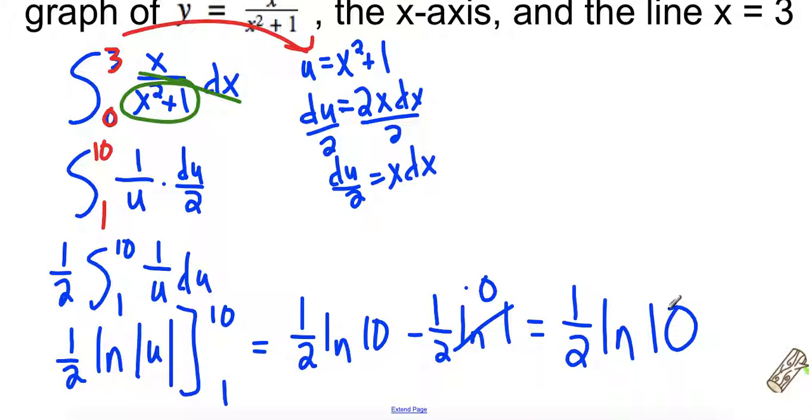This is the exact value. Of course, if you do this problem in your calculator, it's going to give you a decimal answer. If you type in 1/2 natural log of 10, it should be the same decimal. We're going to check out a couple other logarithmic integrations in the next video.